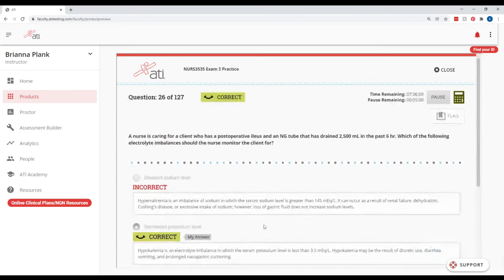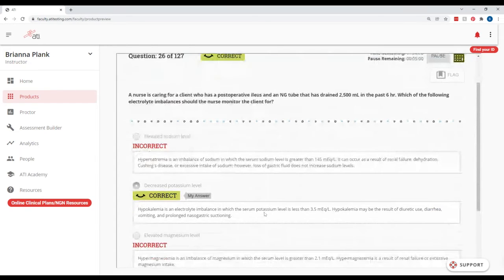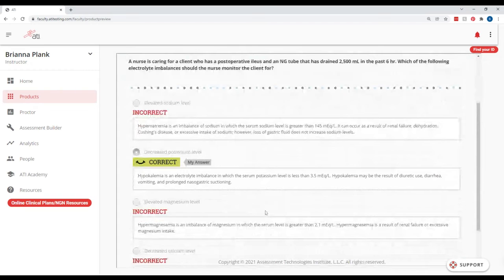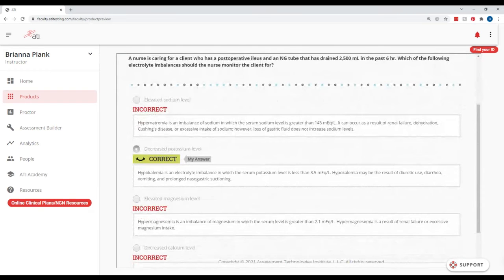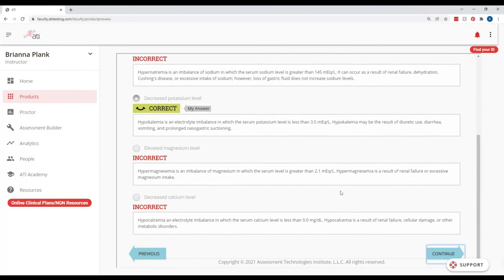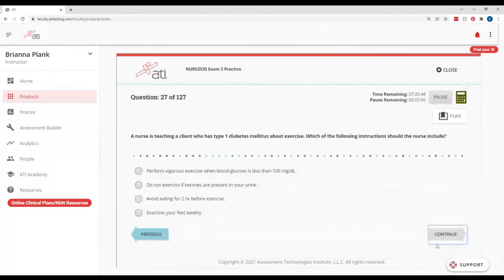I'm gonna guess this. So we're concerned whenever we're losing fluids from diarrhea or vomiting. In this case, it's the NG tube is pulling the stomach contents out. The electrolyte that we're worried the most about is potassium. Okay.